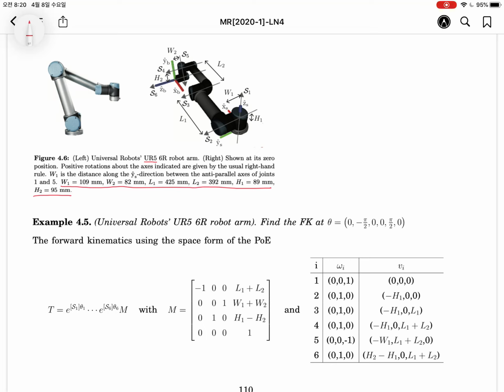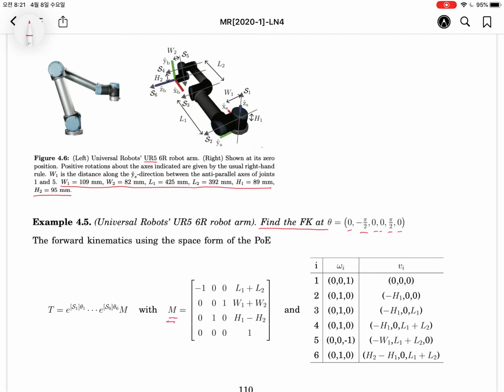from the website of the UR. Okay, find the forward kinematics at: first angle is 0, second angle minus 90 degrees, third and fourth are 0, fifth angle is positive 90 degrees. This value will be applied to the forward kinematics. At that time, the end effector frame will take some posture. That is the problem of this example 4.5.